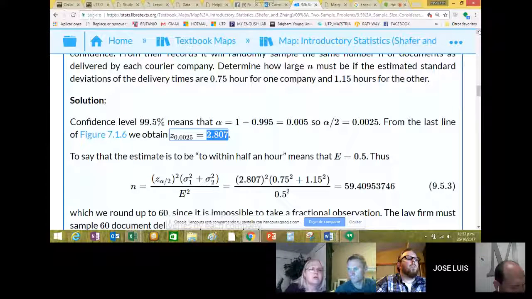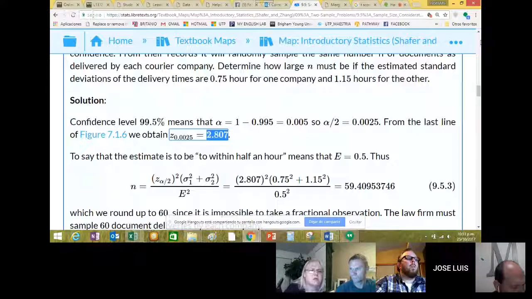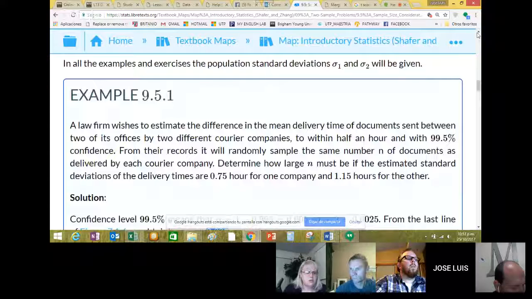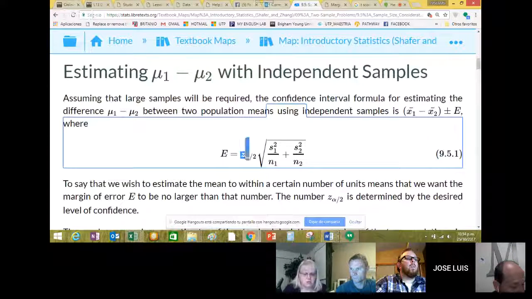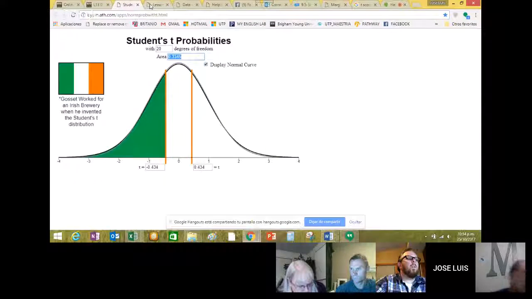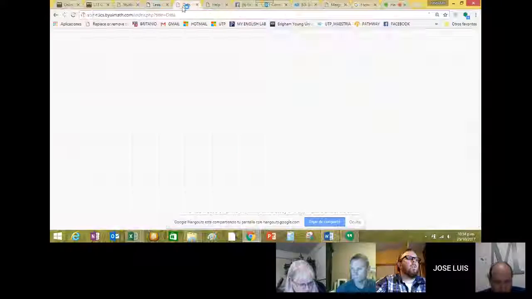You're saying we put the 0.0025 in the applet? Yes, to find the t-score. So what we have to do is this. To find the t-score of the alpha, we have our confidence. What's the number of the confidence?